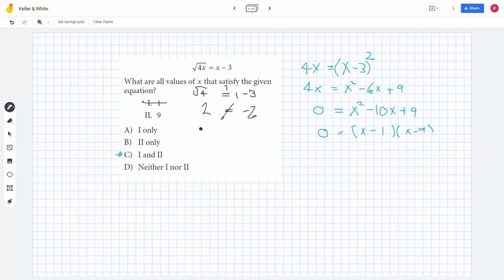Let's try 9. To use 9, you get square root of 36. And you just have to check, is that equal to 9 minus 3? Oh, why, yes, it is. 6 does equal 6. So 9 works, 1 doesn't, and the right answer is B.